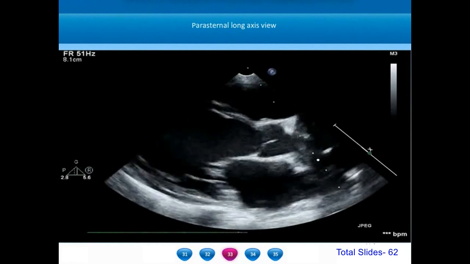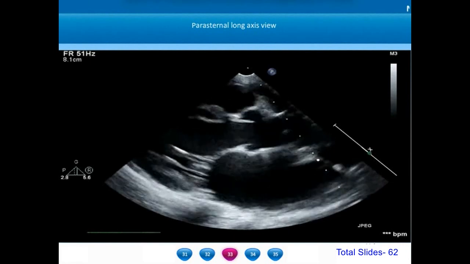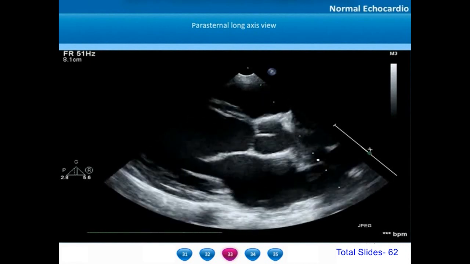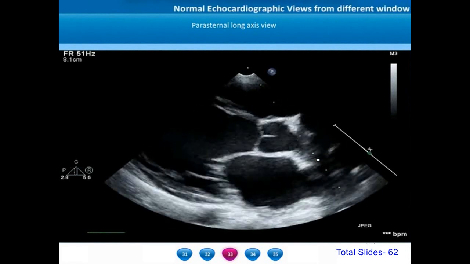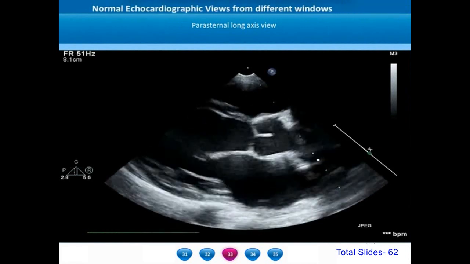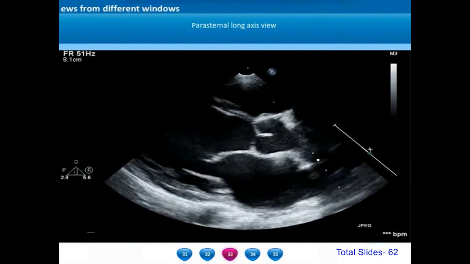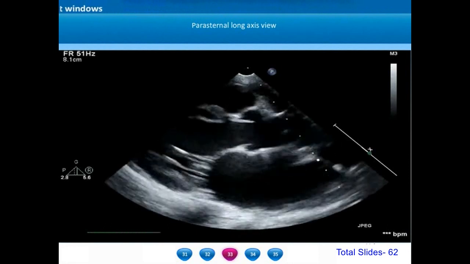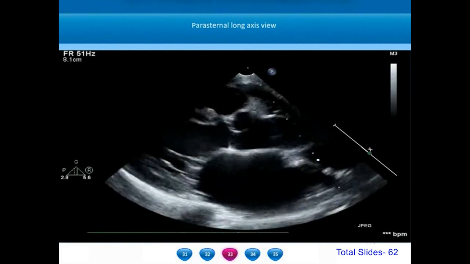After the apical view, we move to the parasternal long axis view. The parasternal long axis view is obtained by keeping the transducer on the left side of the sternum. The probe should be in a plane along the long axis view of the heart. The long axis view of the heart passes from the base to apex.